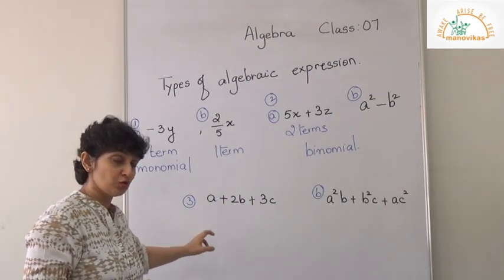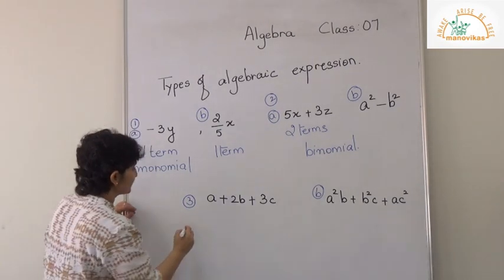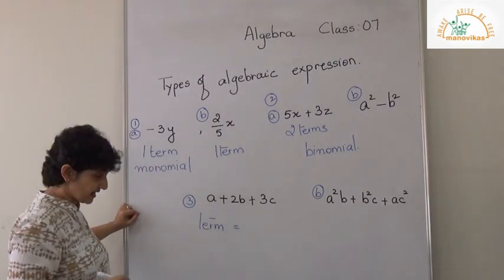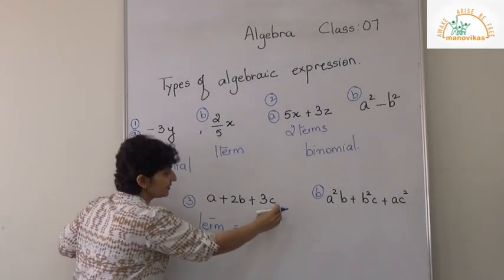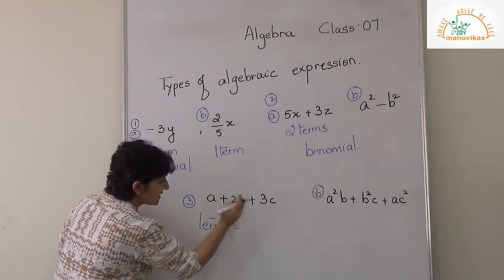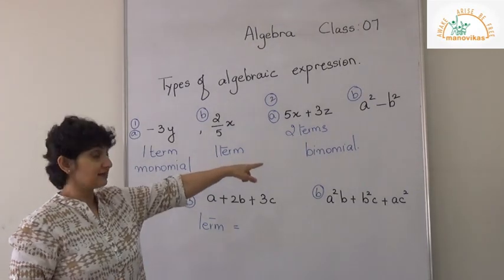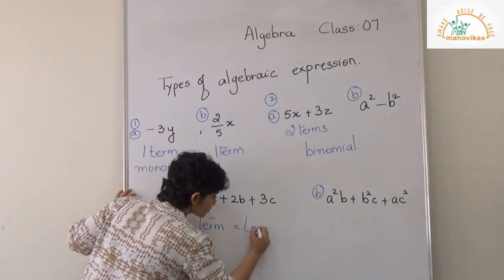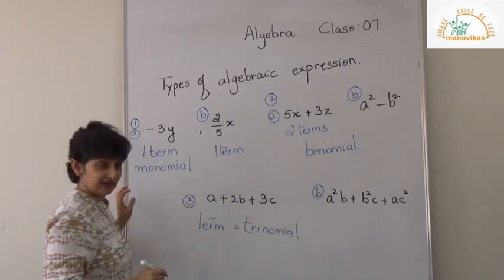By now, I'm sure you have understood this. How many terms do we have here? Yes, count and tell me, children. We have, yes, we have three terms. There is a, there is 2b, there is 3c, and it is separated by two different pluses. One plus here, one plus here. So if this is mono, that's bi. What do you think this should be? This should be a trinomial. Tri stands for 3, isn't it?